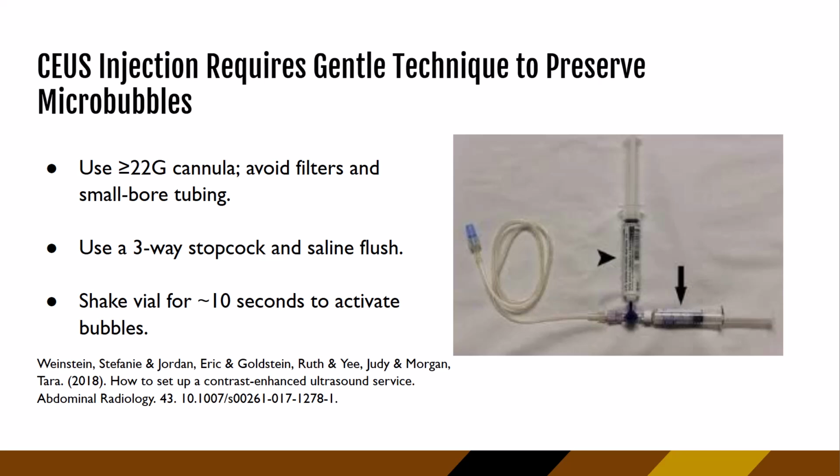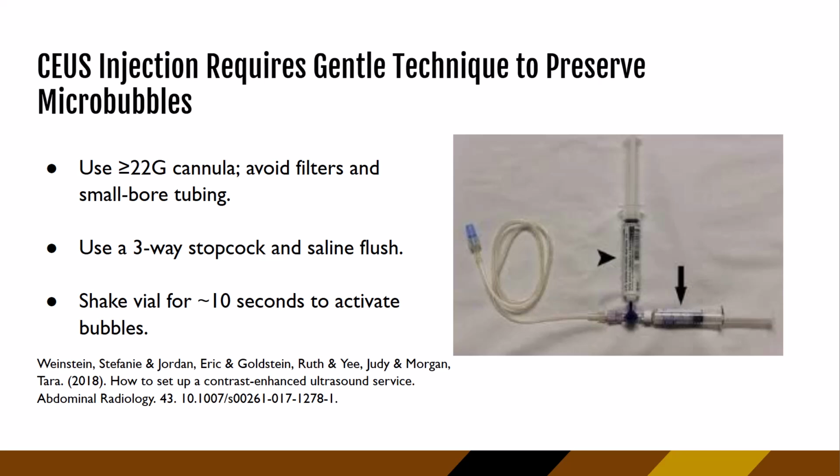So when we are introducing microbubbles into the bloodstream, there's a couple things that we keep in mind. First off, we need to use a big enough IV. So usually 22 at the smallest, not uncommon to use a 20 or an 18. And then we want to make sure that we don't have any sort of filters in our line, because that'll just destroy the bubbles before they even get a chance to make it into the bloodstream.